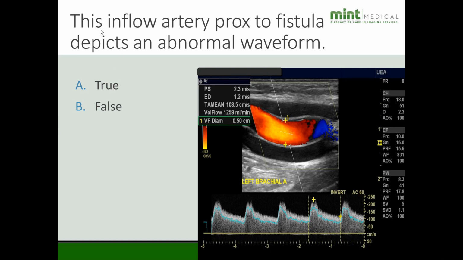The question is, the inflow artery proximal to an AV fistula depicts an abnormal waveform. And the answer again is false. It does show an appropriate waveform for a brachial artery feeding an AV fistula.